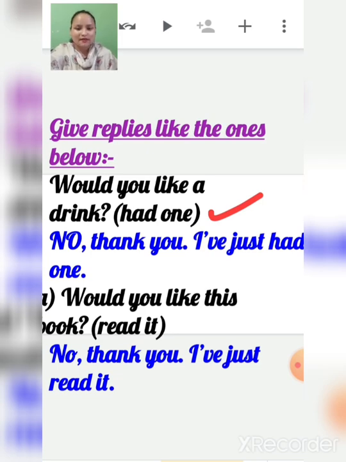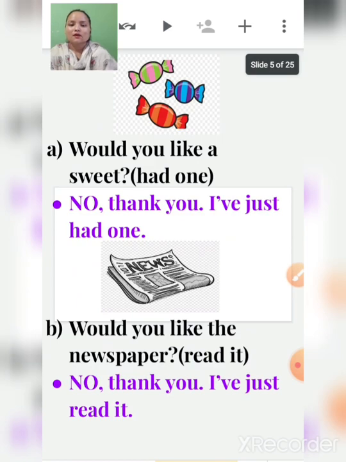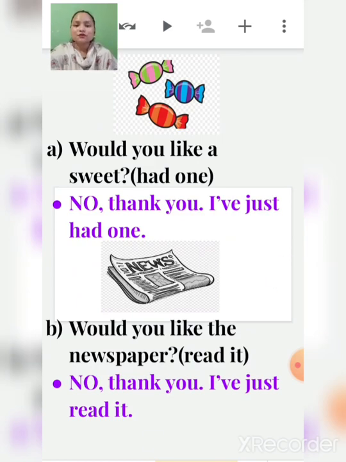Then second, would you like this book? In bracket what is given? Read it. No, thank you, I have just read it. Okay. Now see the first one. Would you like a sweet? In bracket what is given? Had one. No, thank you, I have just had one.